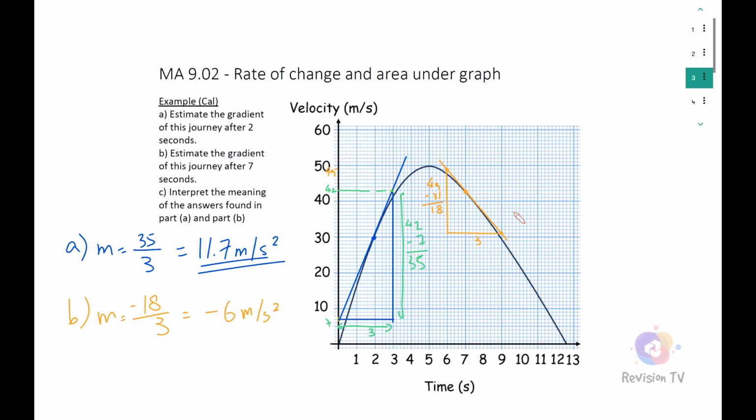Part C, interpret the meaning of the answers you found in part A and part B. So what is the meaning of gradient in a velocity time graph? It refers to acceleration. Okay, so for part A, the gradient means an acceleration of 11.7 meters per second squared, and for part B, it means a deceleration of 6 meters per second squared. Okay, so the key point is acceleration for positive and deceleration for negative.